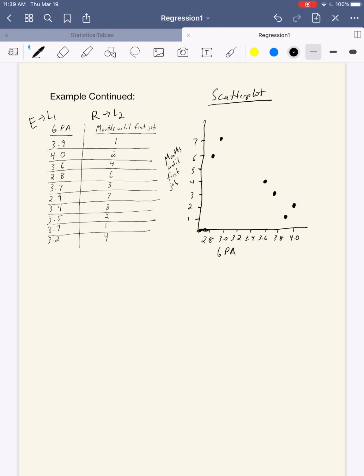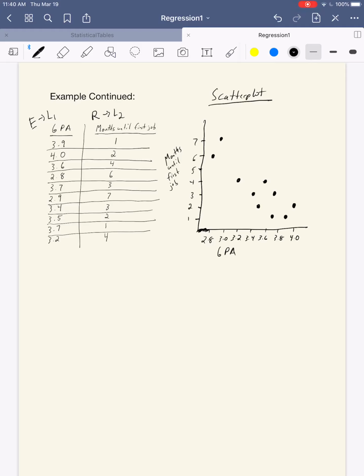3.4 and 3. So somewhere right about there. We've got 3.5 and 2. Right about there. 3.7 and 1. So right about there. And then we also had 3.2 and 4. So right about there. Okay, so there's our data set there.